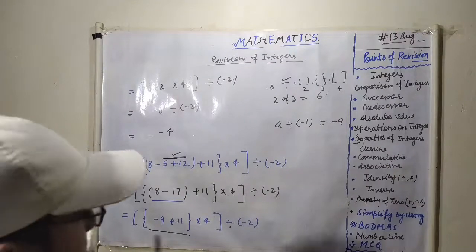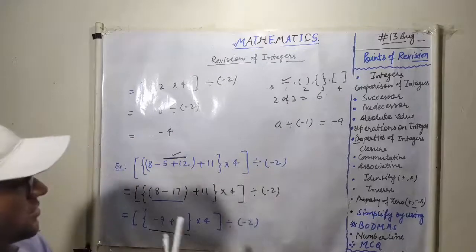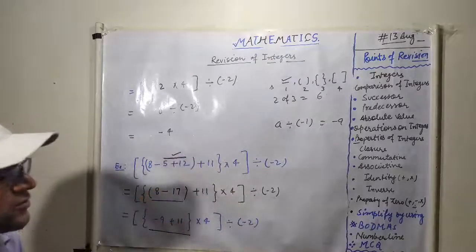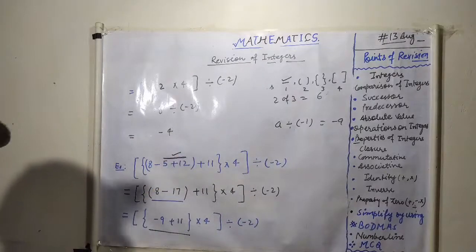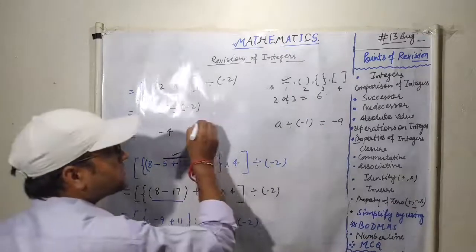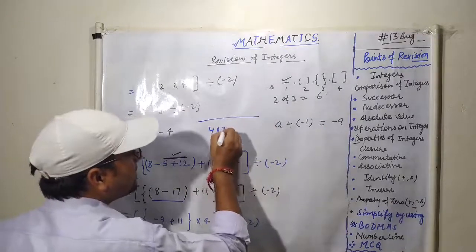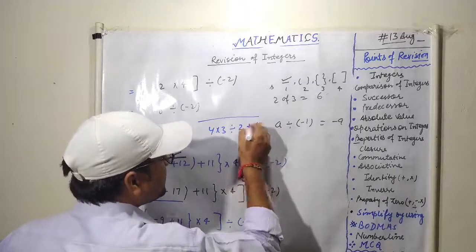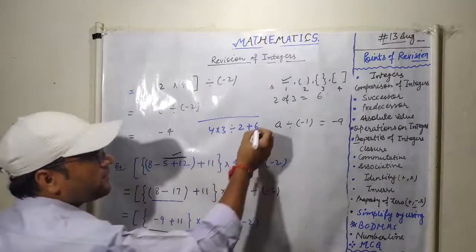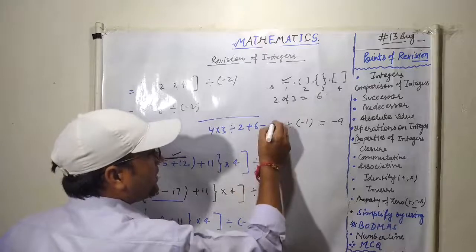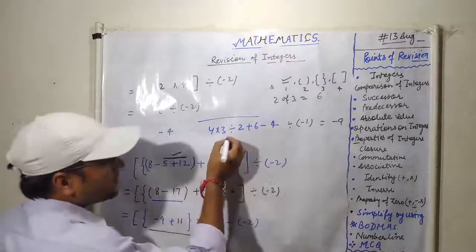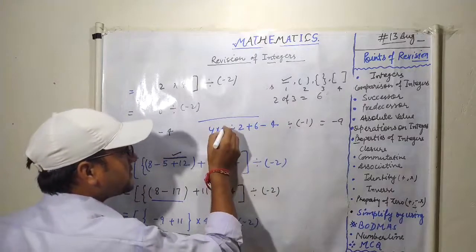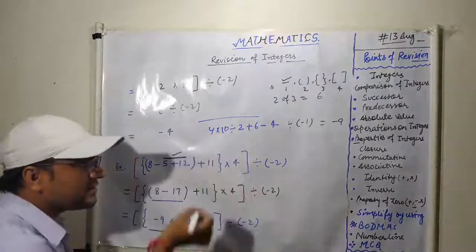So students, this is known as simplification by using BODMAS. Whenever any expression is given, you always use BODMAS. Suppose one more example: 2 into 3 divided by 2 plus 6. Suppose the same expression is given, and minus 4. So first you do this division.